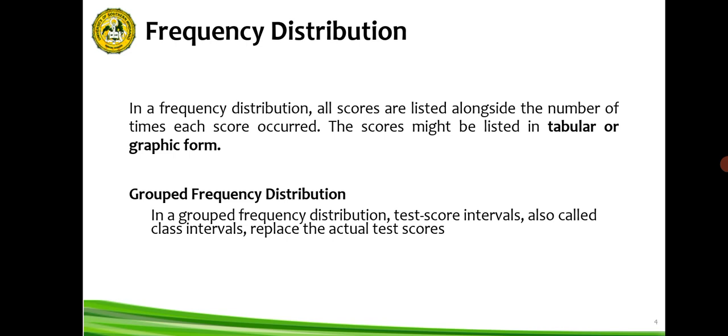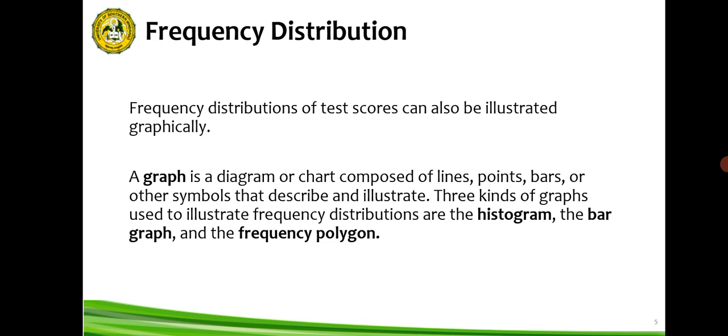But when we talk about the grouped frequency distribution, we make intervals of scores rather than individual scores. For example, in a 100-item exam, instead of listing scores from 1 to 100, we use intervals like 1 to 50 and 51 to 100. These are class intervals. If you score like 60, it will be tallied in the 51 to 100 range. Simple as that.